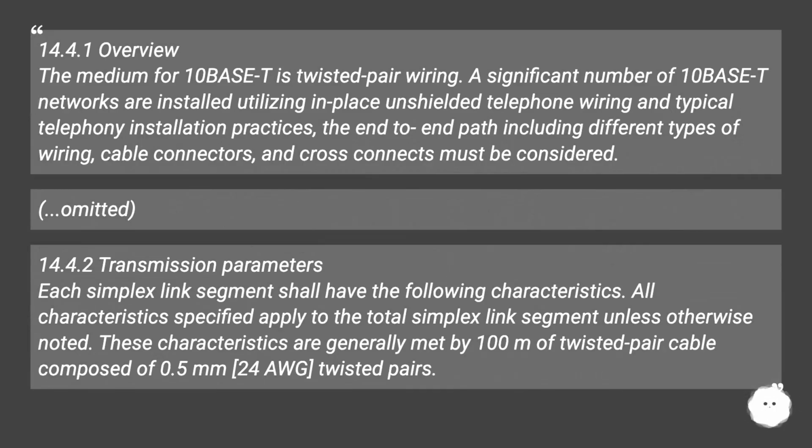14.4.1 Overview. The medium for 10BASE-T is twisted pair wiring. A significant number of 10BASE-T networks are installed utilizing in-place unshielded telephone wiring and typical telephony installation practices. The end-to-end path including different types of wiring, cable connectors, and cross-connects must be considered. Omitted. 14.4.2 Transmission parameters. Each simplex link segment shall have the following characteristics. All characteristics specified apply to the total simplex link segment unless otherwise noted. These characteristics are generally met by 100 m of twisted pair cable composed of 0.5 mm, 24 AWG twisted pairs.